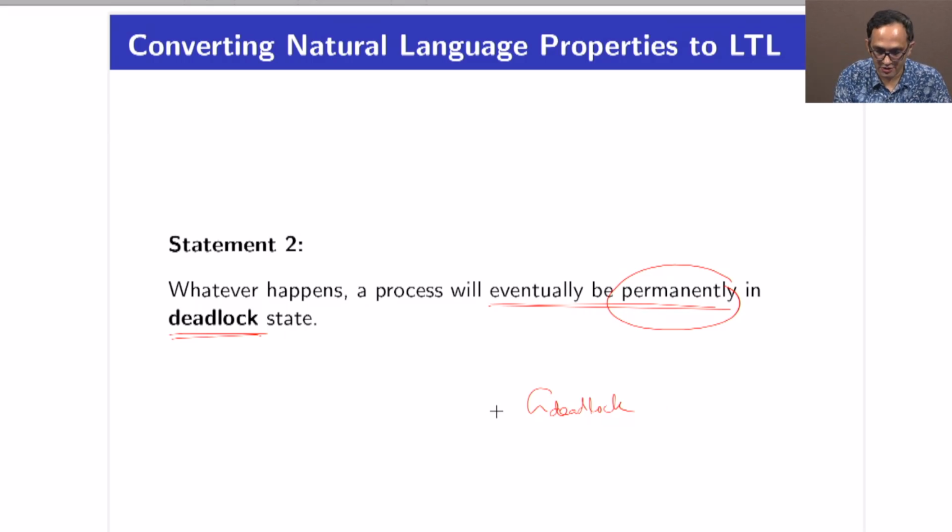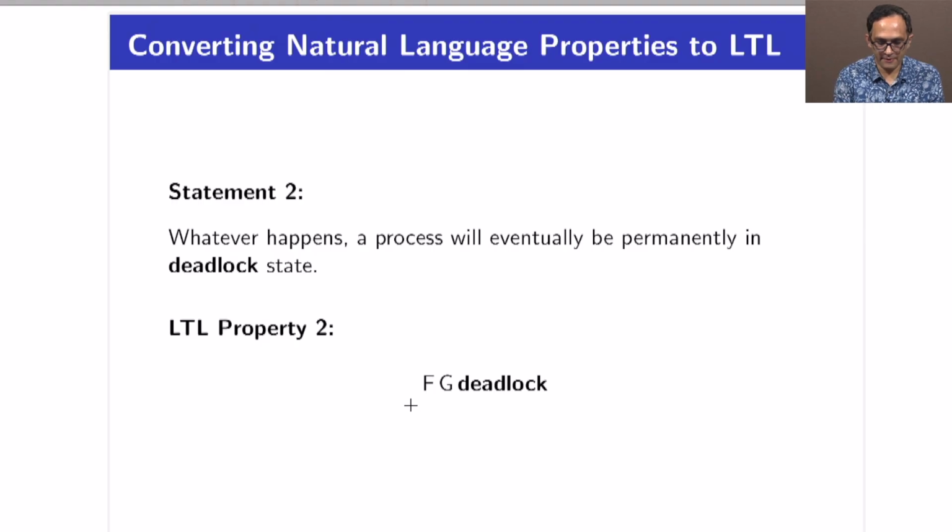So it is FG. Earlier it was GF, which is infinitely often, and this is permanently. FG means eventually permanently. This effectively means in future I will reach a state after which, in all states, deadlock will be true. So this is FG deadlock, okay.